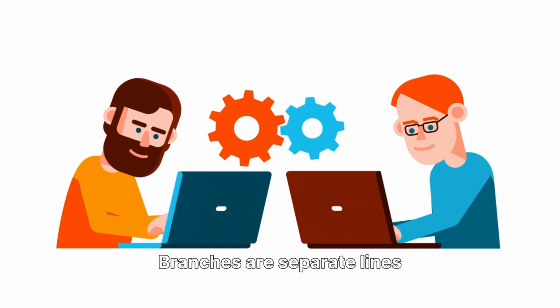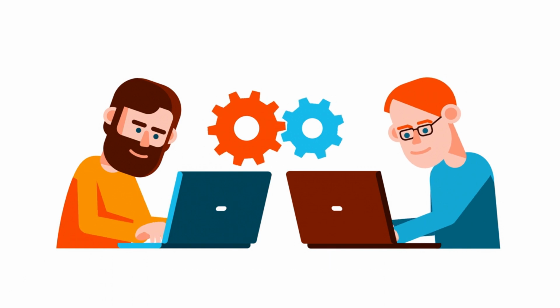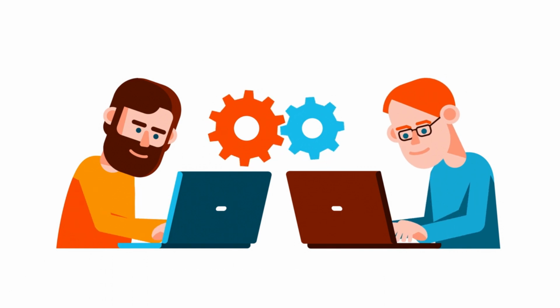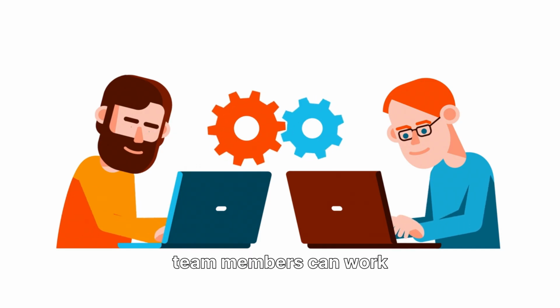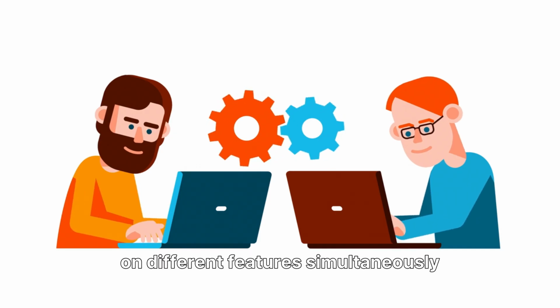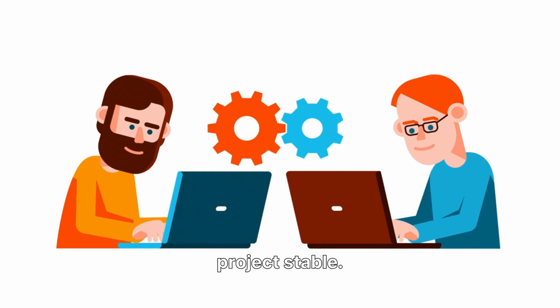Branches are separate lines of development, allowing you to work on new features or bug fixes without affecting the main codebase. This is crucial for parallel development, as multiple team members can work on different features simultaneously without interfering with each other's progress. It keeps the main project stable.